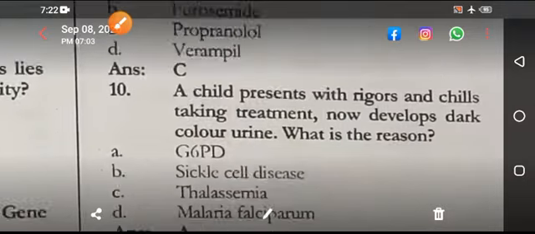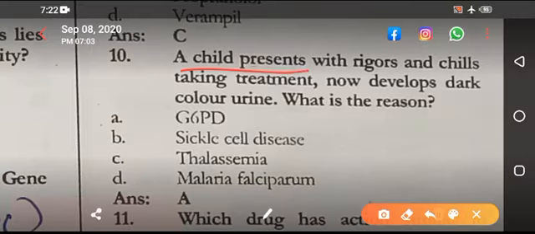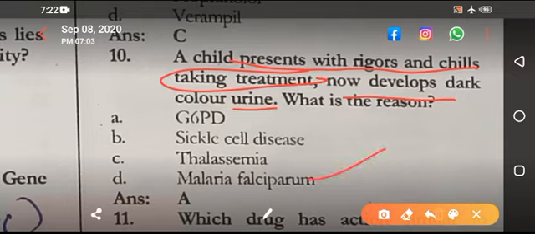So a child presented with rigors and chills, taking treatment, now develops dark urine. If we remove taking treatment and the child presents with rigors and chills and develops dark urine, the answer will be falciparum malaria. But if you include taking treatment, then the answer is G6PD deficiency.